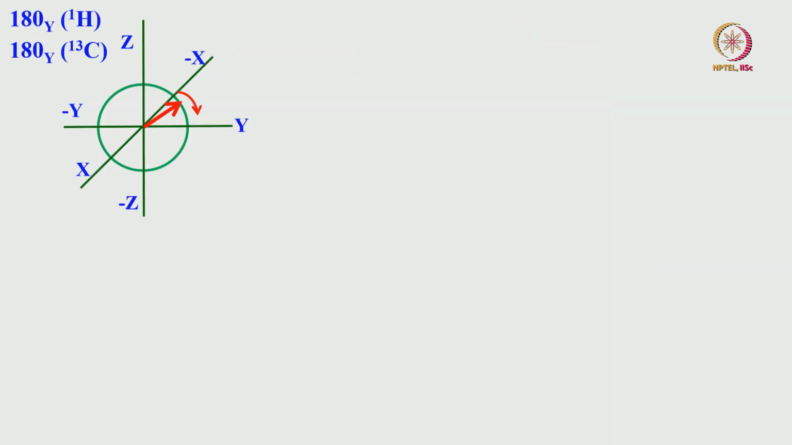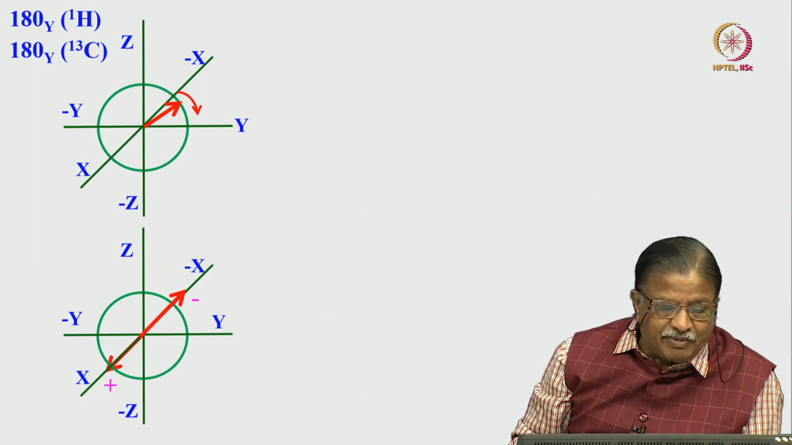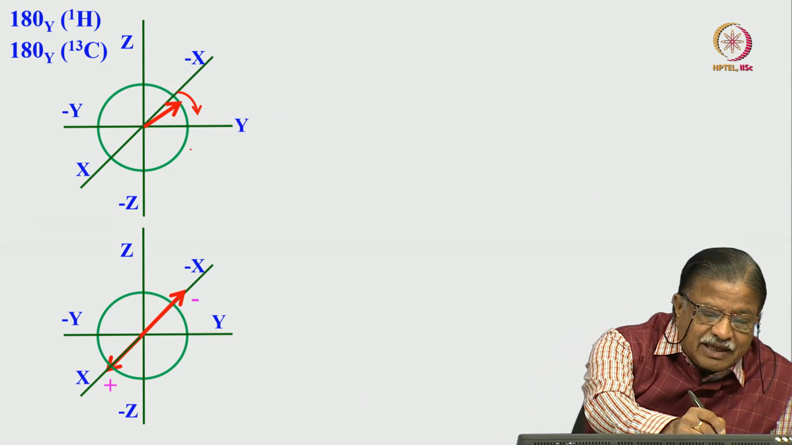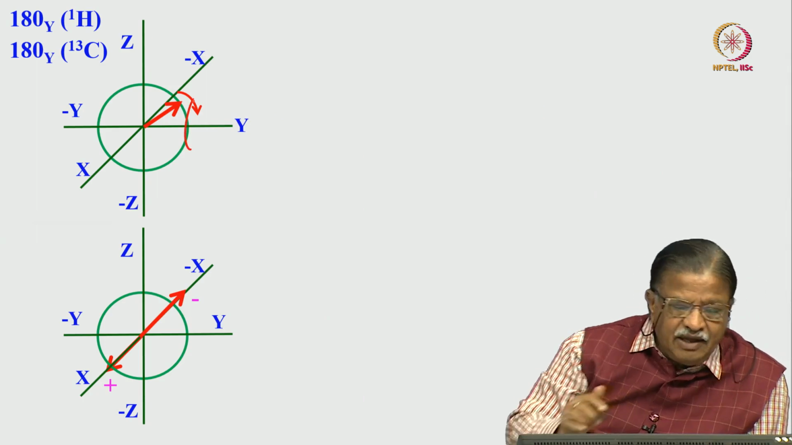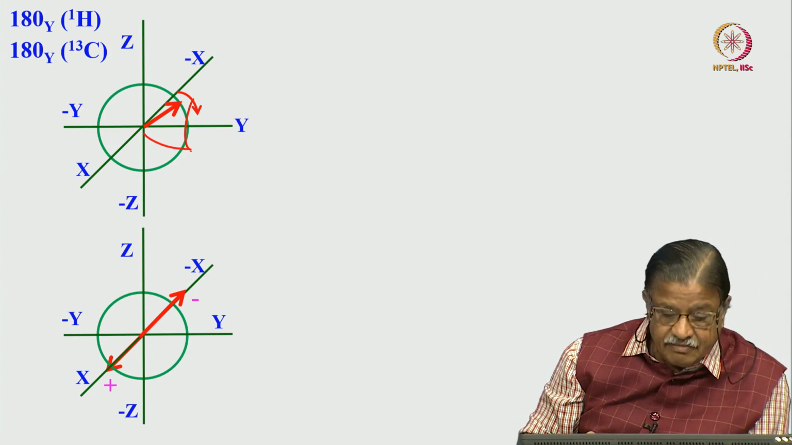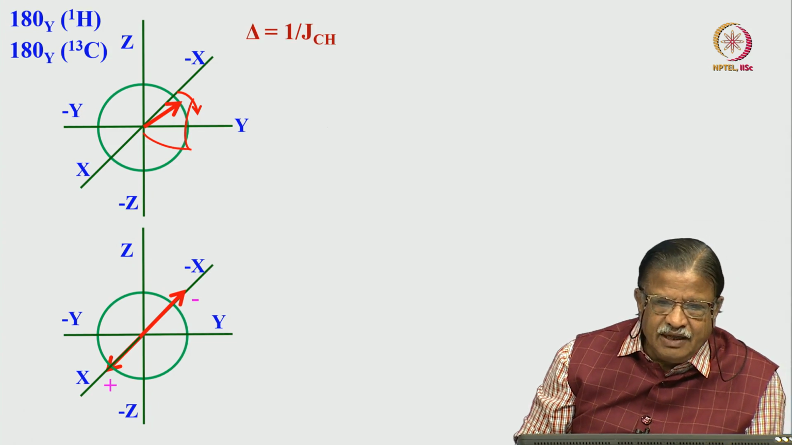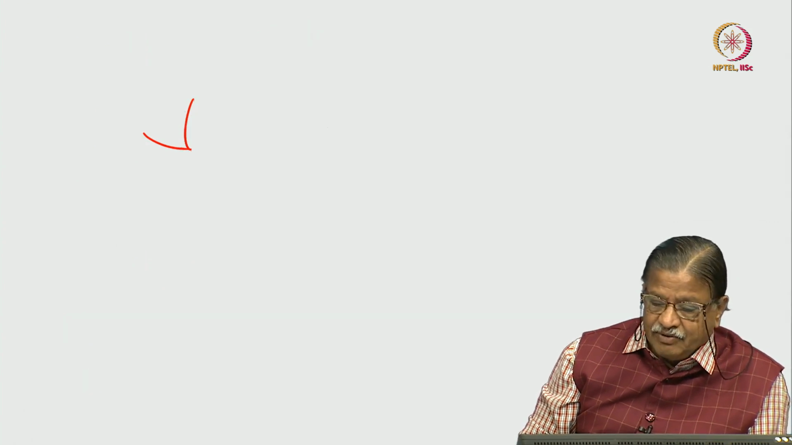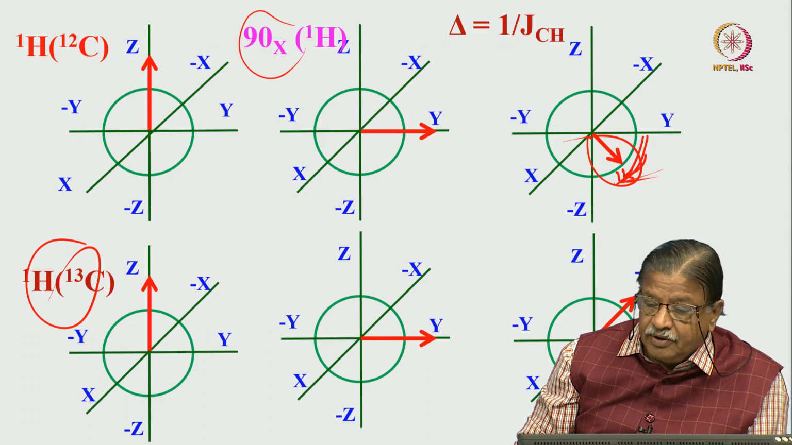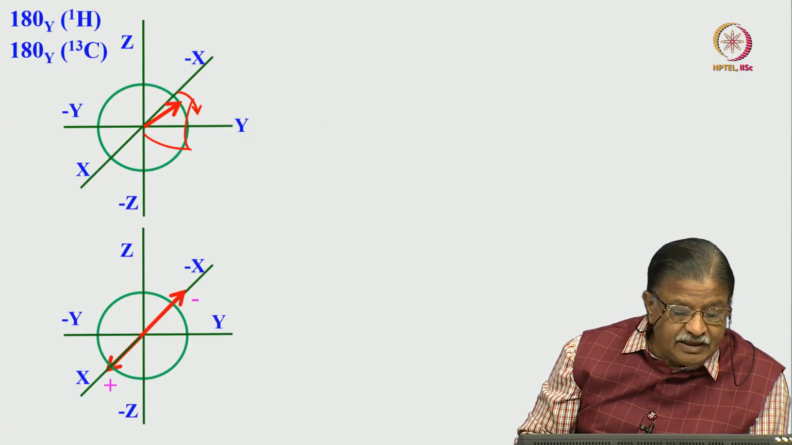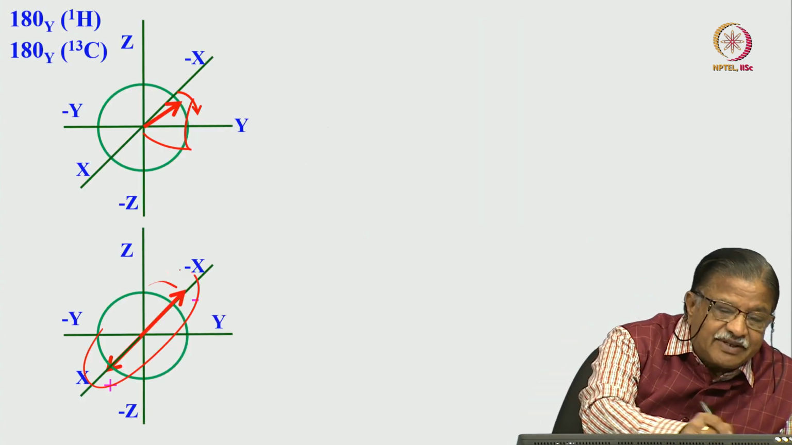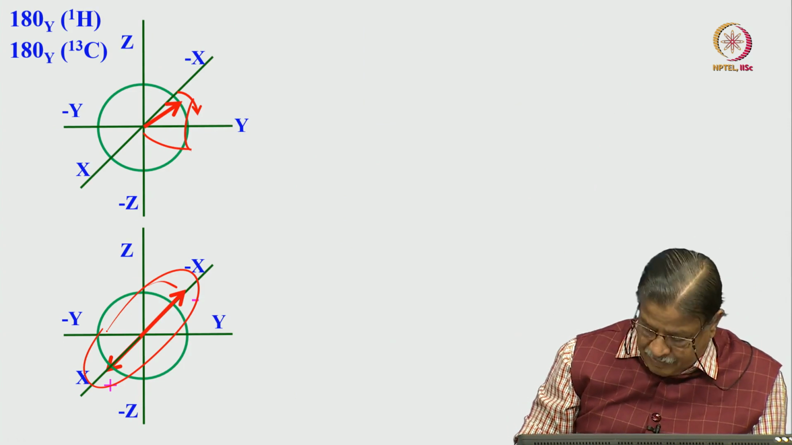Then continue further, immediately we apply a 180 pulse. The 180 pulse takes the magnetization which was here to this axis, and then it continues to precess in the same direction. It was going like this, it continued to precess. But this antiphase remains the same, nothing will happen.